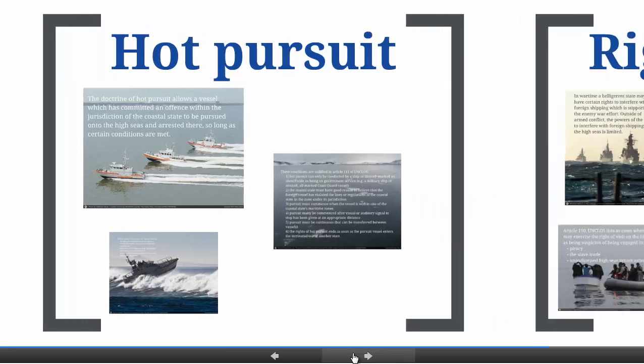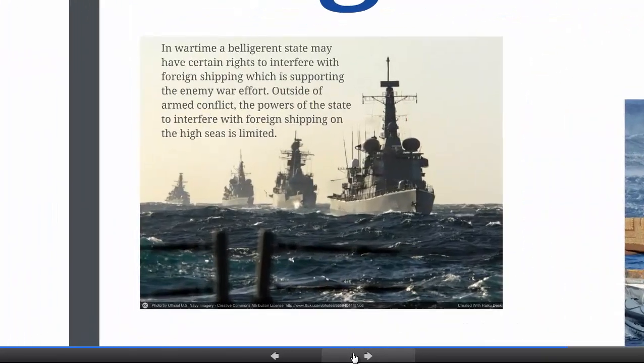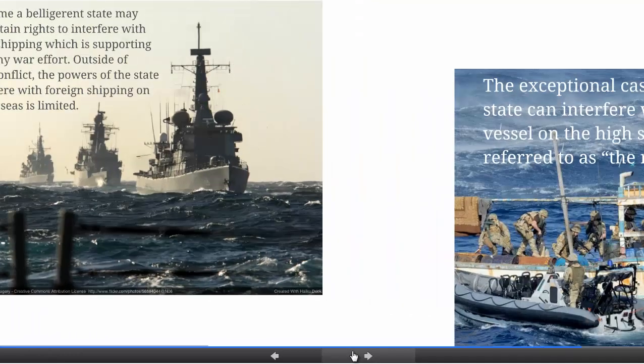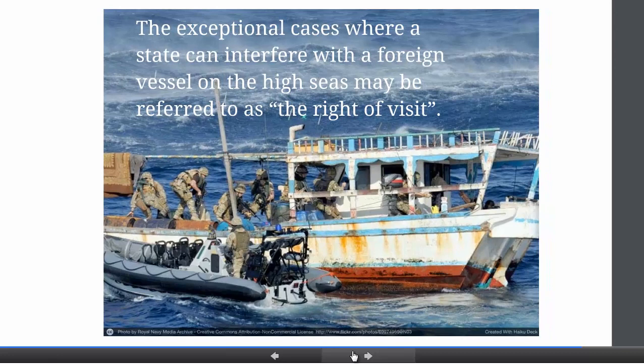So let's pass from hot pursuit on to the right of visit. Now, the first point I'd like to note is that in wartime, a belligerent state may have certain rights to interfere with foreign shipping, which is being used to support the enemy war effort. But outside of armed conflict, the power of any state to interfere with foreign shipping on the high seas is limited. And that limited right of interference in certain exceptional cases where a state's government vessels are justified in interfering on the high seas with foreign shipping, that can be referred to as the right of visit.